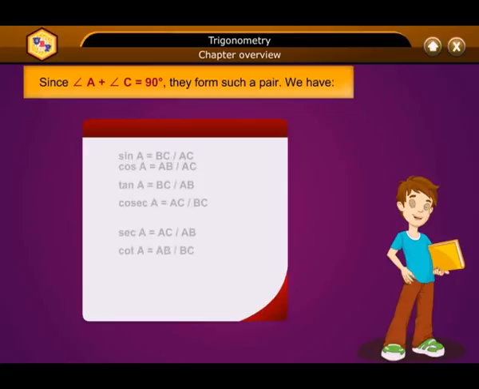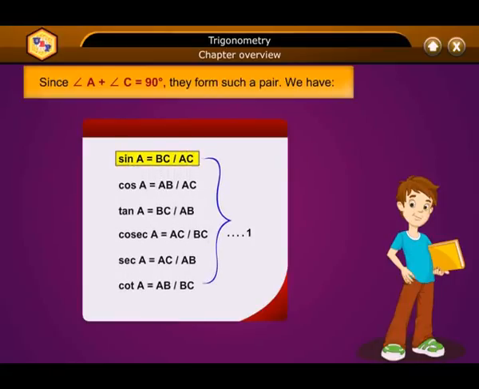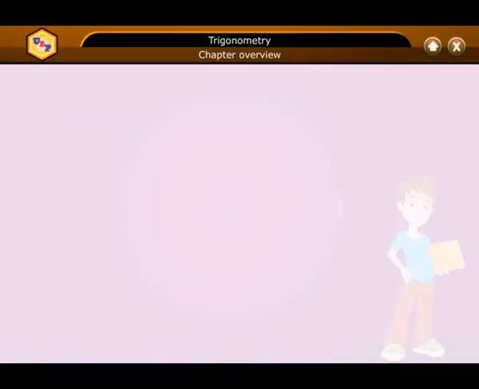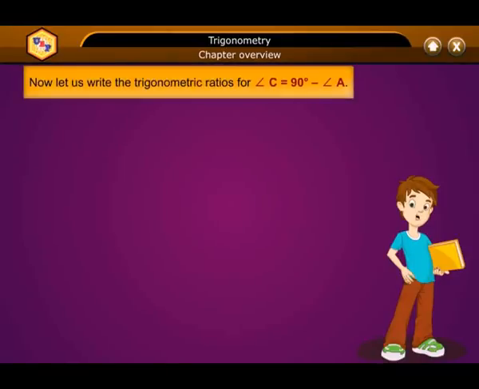We have sin A is equal to BC upon AC, cos A is equal to AB upon AC, tan A is equal to BC upon AB, cosec A is equal to AC upon BC, sec A is equal to AC upon AB, cot A is equal to AB upon BC. Now let us write the trigonometric ratios for angle C equal to 90 degrees minus angle A.